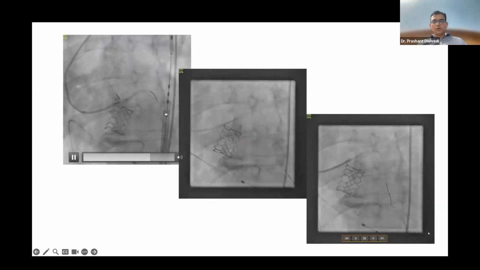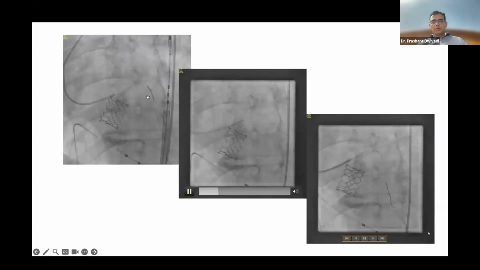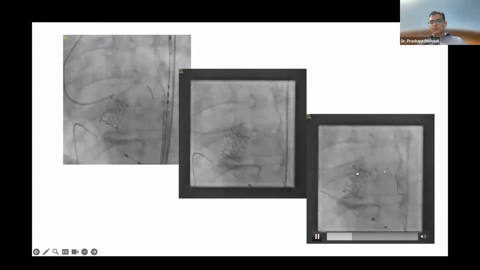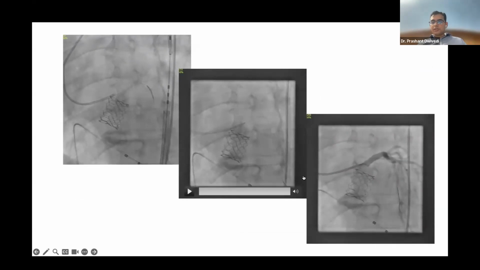This is the same patient immediately after valve deployment. You can see there is an immediate left main obstruction, with almost no flow in the left main. We had already protected it with a wire and a stent, and after this we immediately put the stent across the left main. This is the angiogram of the left main immediately after stent deployment, and the patient survived.